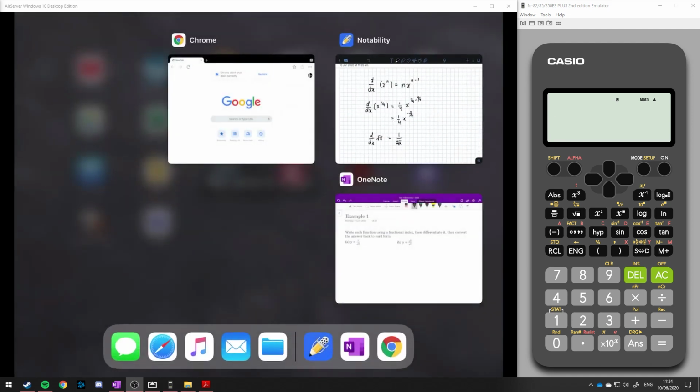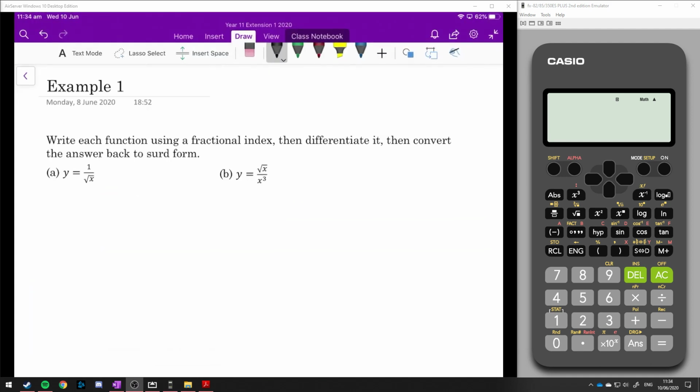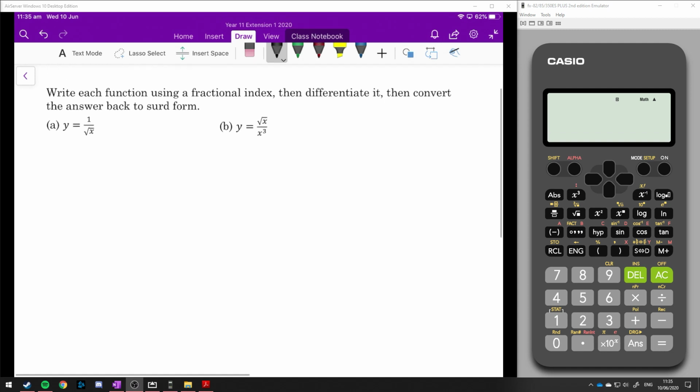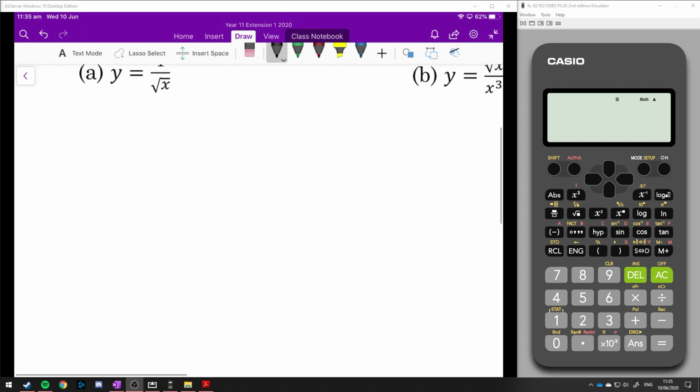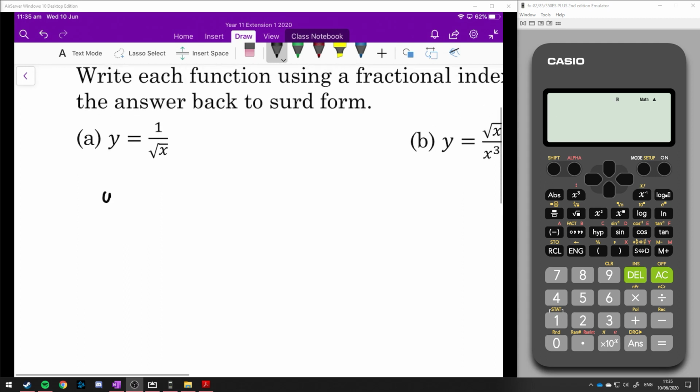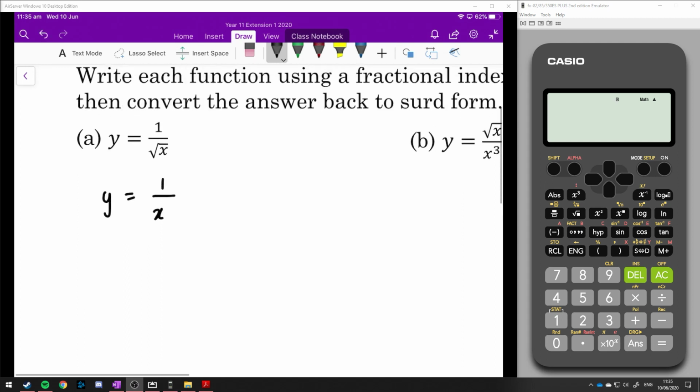So what we're going to do is quickly jump in and have a look at a few examples, and then we will split off and do the 2 other videos that will cover the other parts of this lesson. So write each function using a fractional index, then differentiate it, then convert the answer back to a surd form. So y is equal to 1 over the square root of x. This is the same as y is equal to 1 over x to the power of a half, which is the same as x to the power of a negative a half, okay?